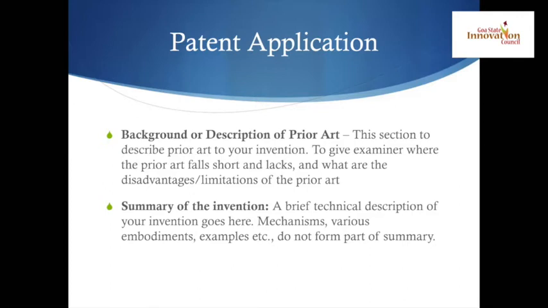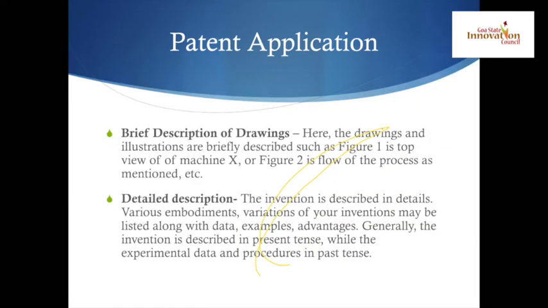Then comes the summary of the invention. It's self-explanatory. A very brief technical description of your invention goes here. Then comes the brief description of drawings. A patent application, 99.9% of the time, is accompanied with drawings. In that section you briefly describe the drawings: is it a top view, bottom view, side view, things like that.